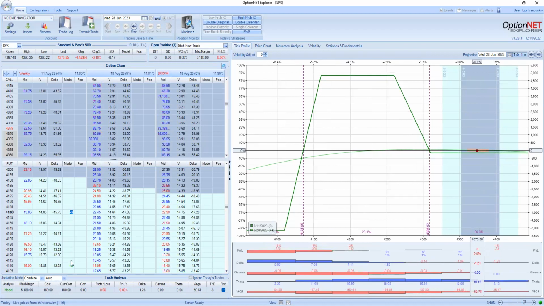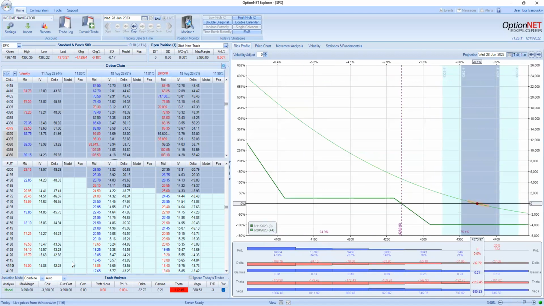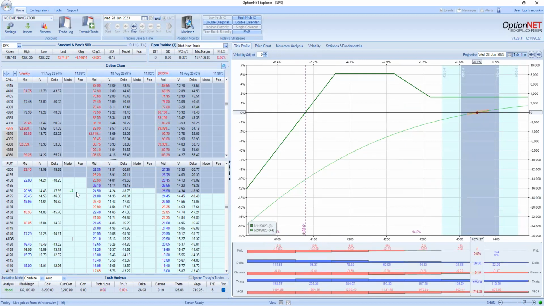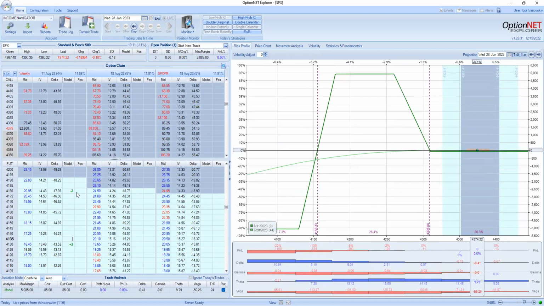We can, however, and I like this setup much better, and we'll come back to it. In order to collect a little bit more credit, to cover the cost of the put debit spread, we would have to move up maybe 20 points higher, sell 2 of the 41.80, and then buy 2 of the 41.30s. And that would give us still a net debit of about 90 cents. So these 2 put credit spreads will be almost enough to cover the cost of this 1 put debit spread.